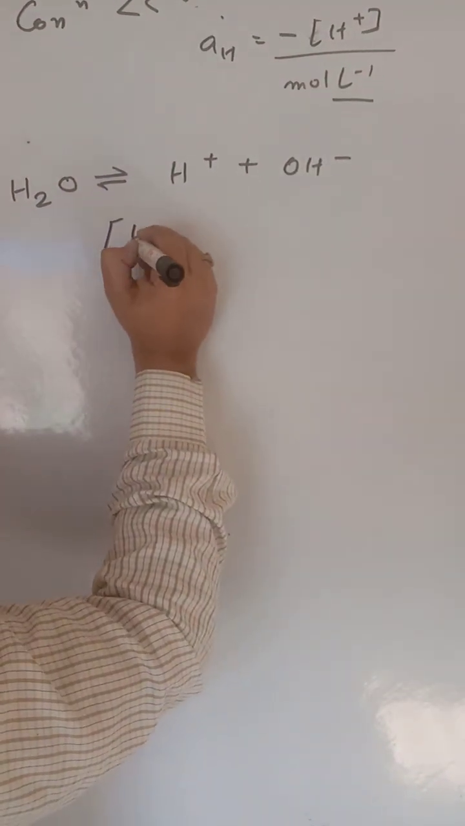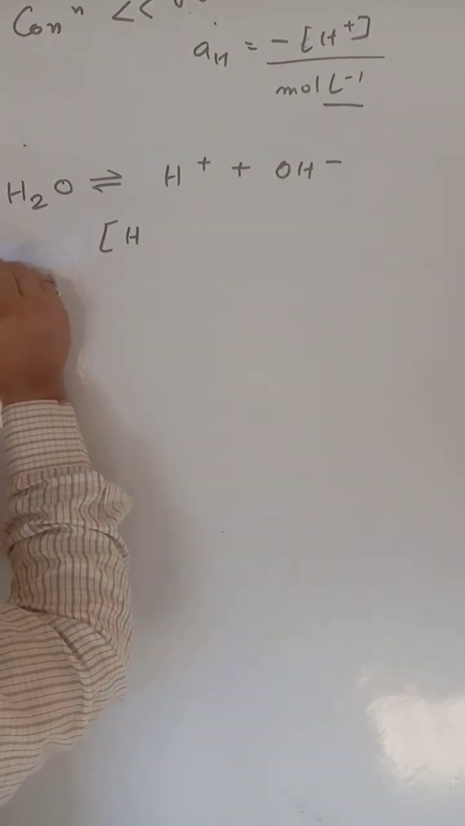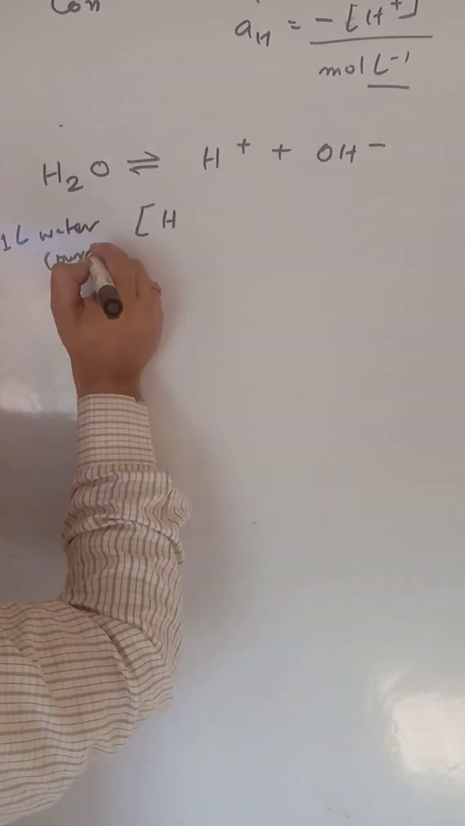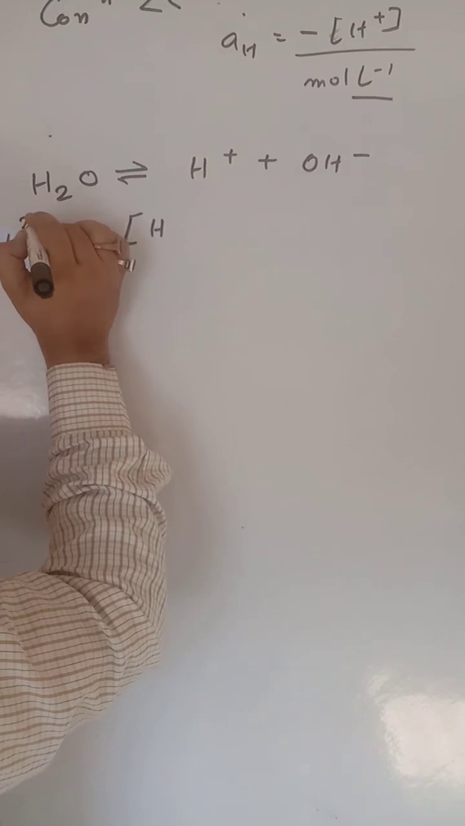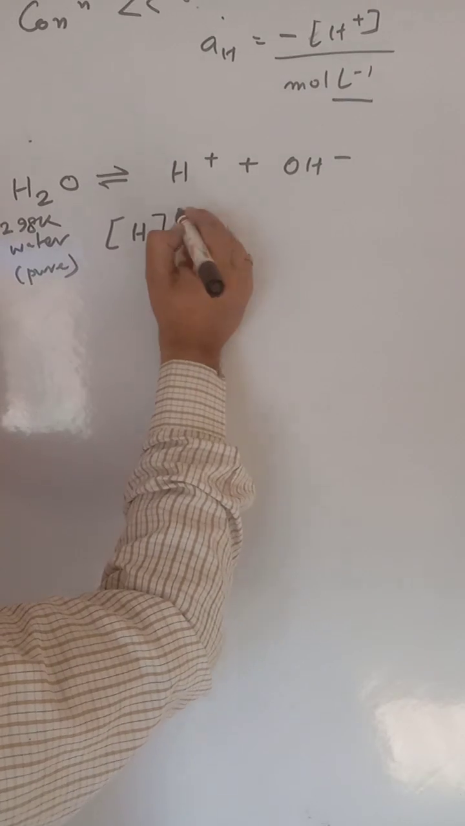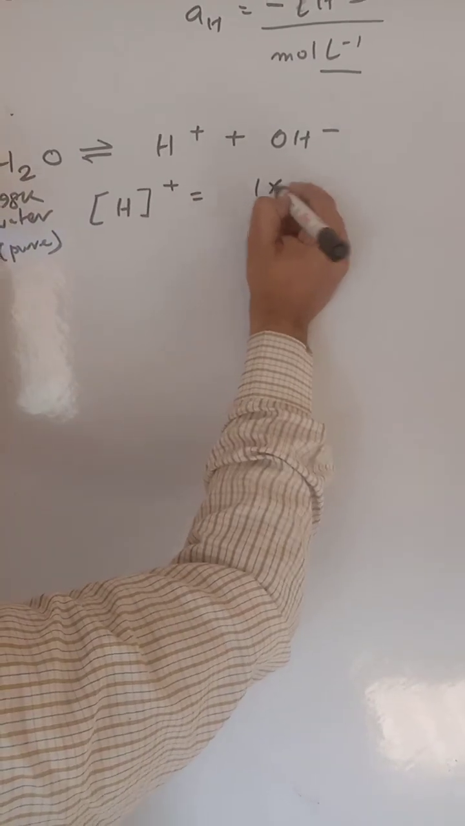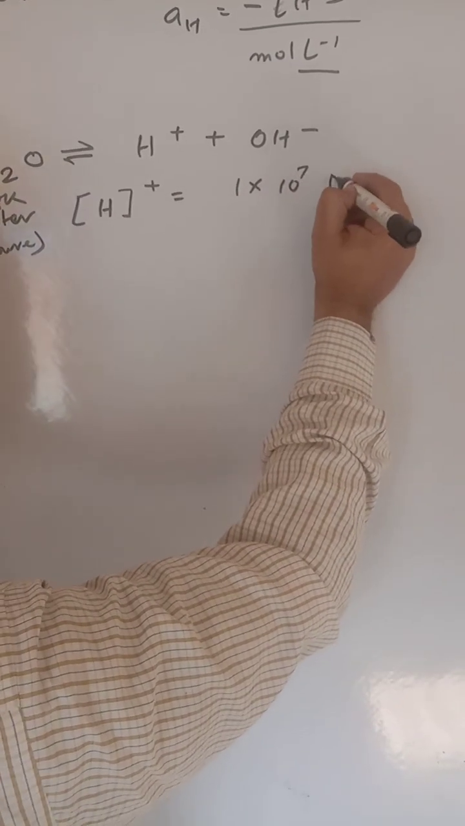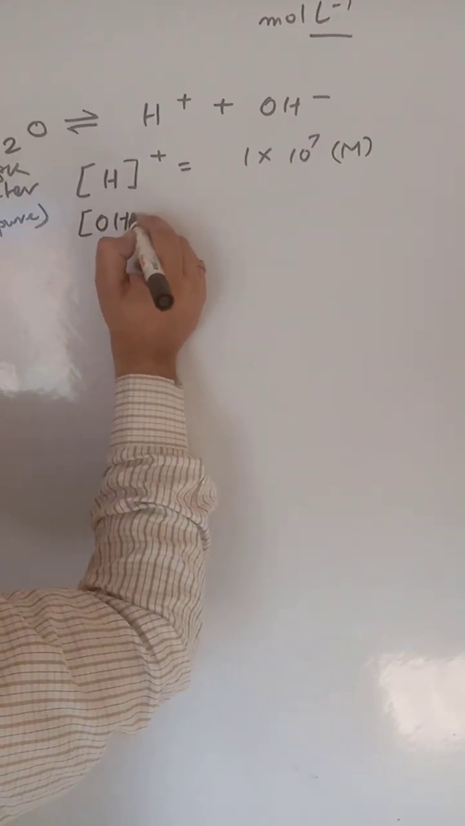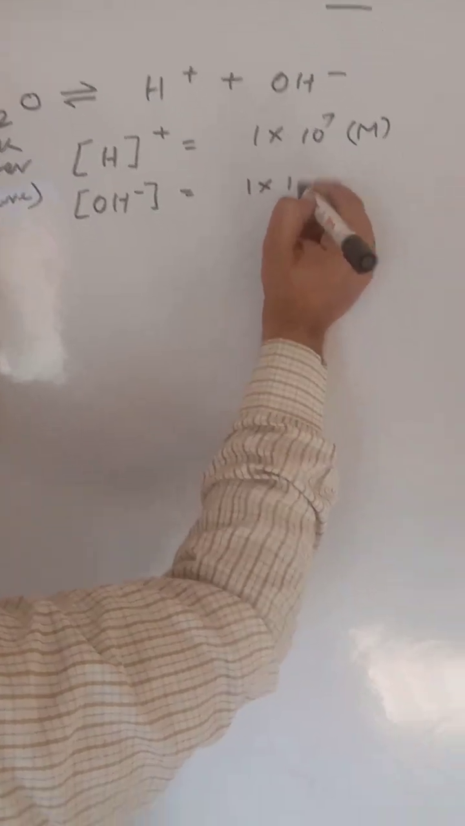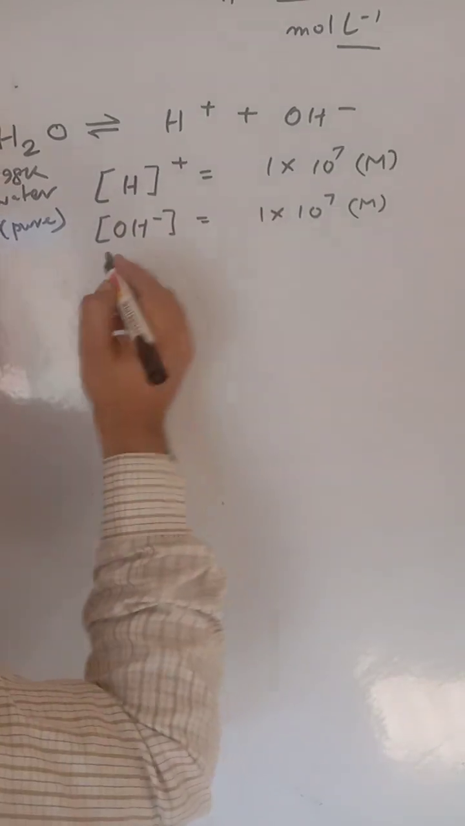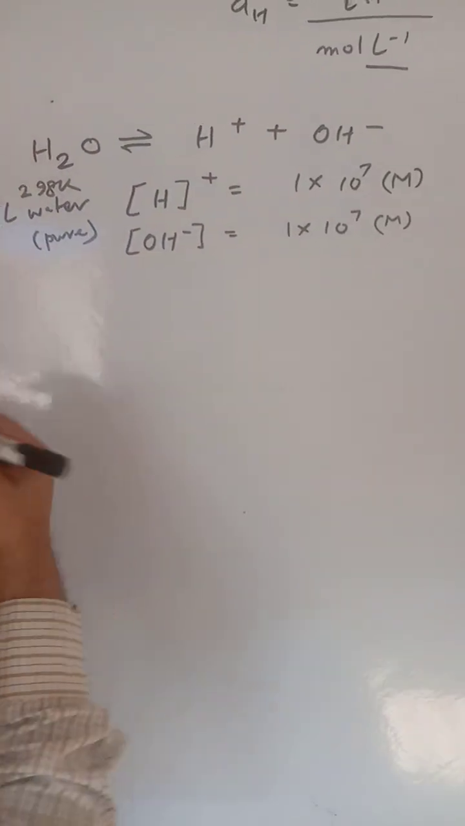Now, as per our calculation, for 1 liter of water, which is obviously pure, at a temperature of 298 Kelvin or 25 degrees centigrade, which is the room temperature, the concentration of H plus is found to be 1 into 10 to the power minus 7 M, which means moles per liter. In the same way, the OH minus concentration also comes to be the same. These were calculated analytically.